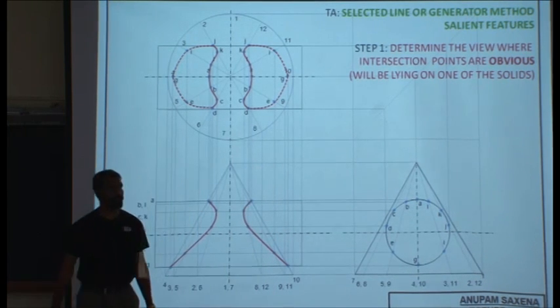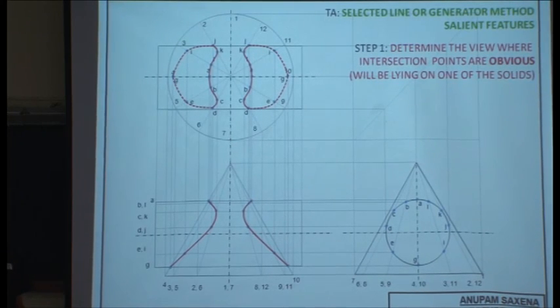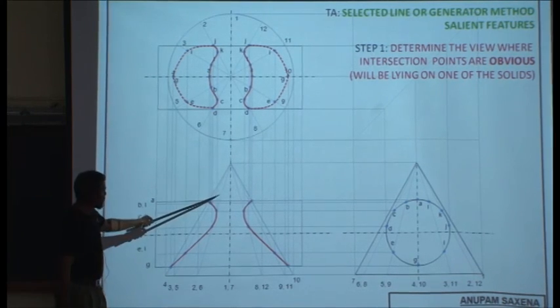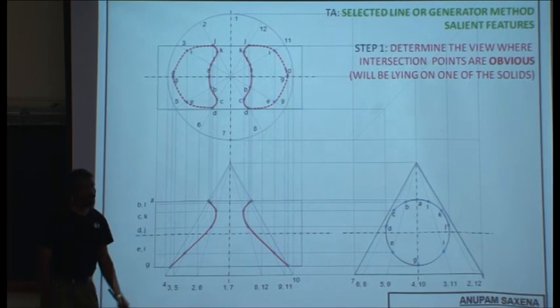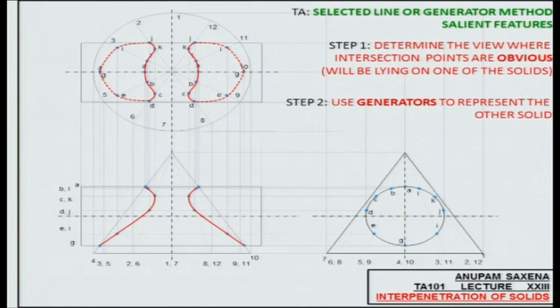So once you've figured that out, the next thing you would do is generate a bunch of lines that would represent the surface of the other solid. And that's the reason for the name, the generator method or the select line method. Step two, use generators to represent the other solid. For example, this line would be a line on the slant surface of the cone.